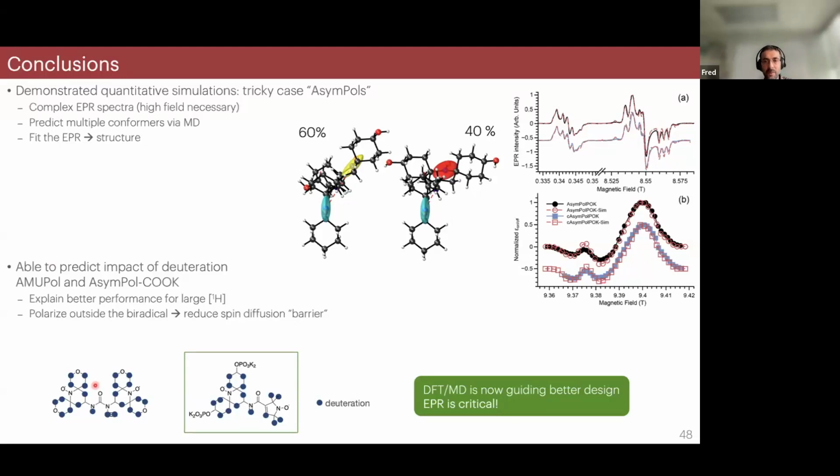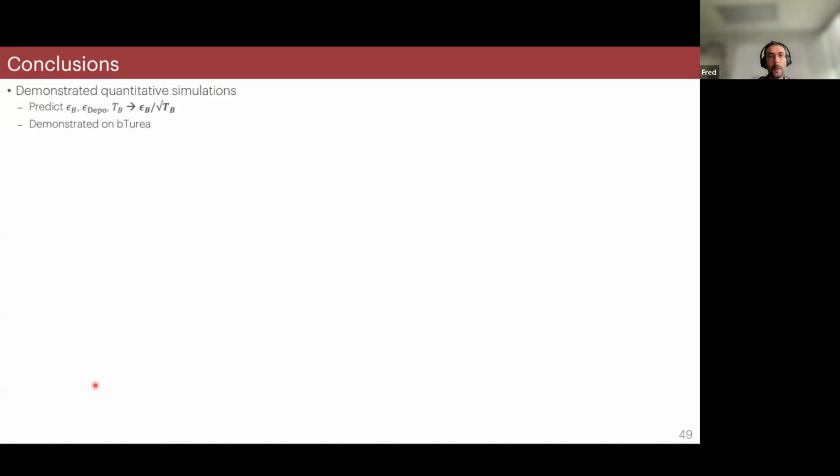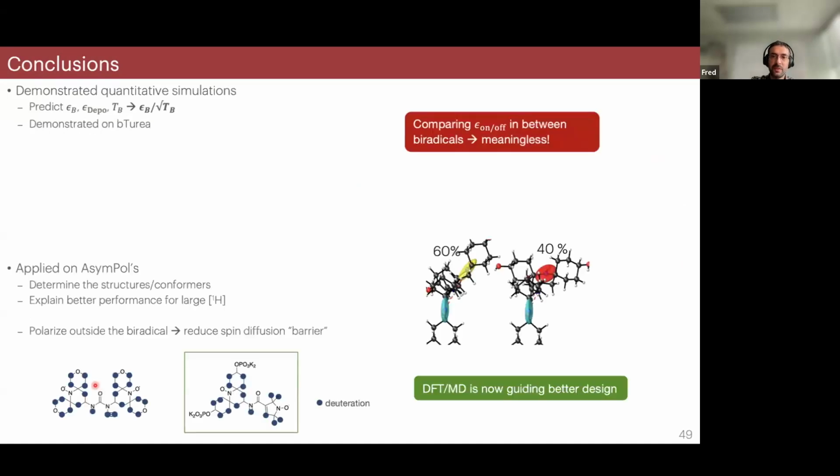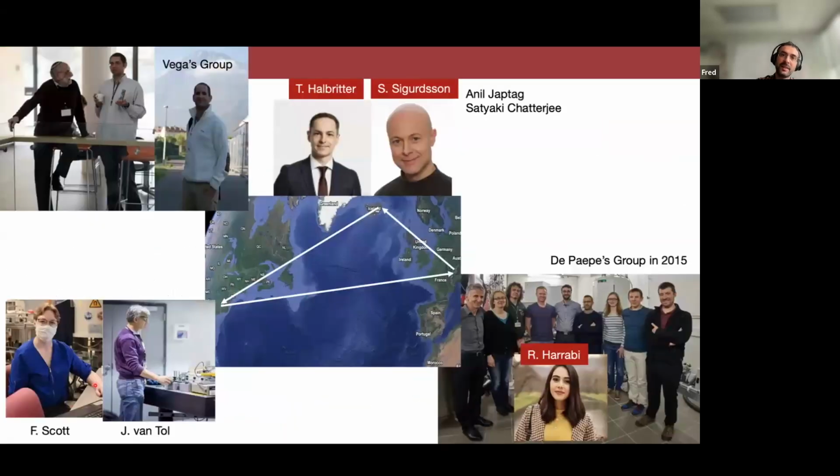And while DFT and MD is guiding the design of molecules, I have multiple candidate molecules, EPR is still critical. It is really the method that sends me back to the drawing board and helped me figure out, oh, I forgot that. Now, I showed quantitative simulations, ignore this.